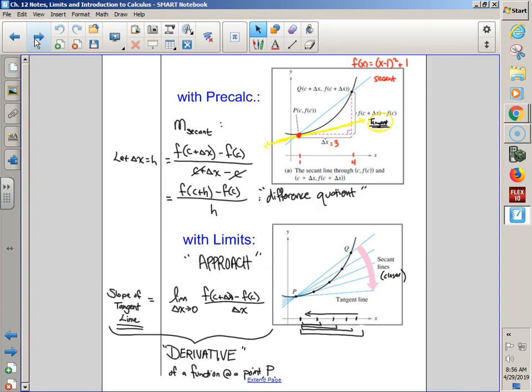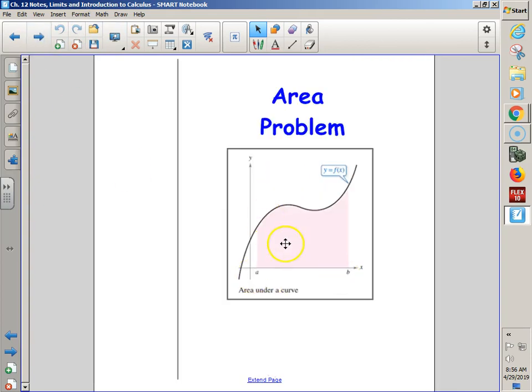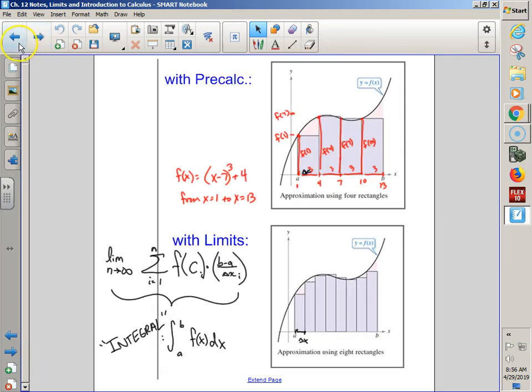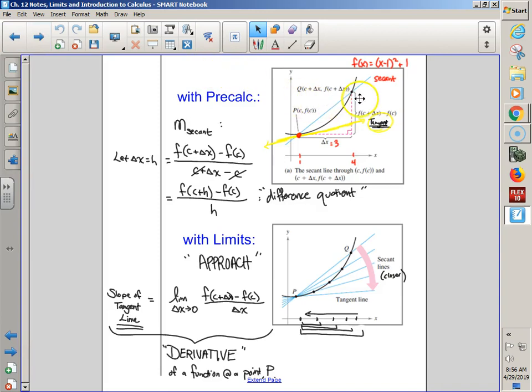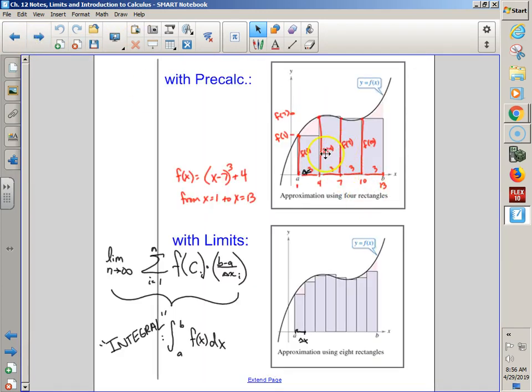Approach, of course. And then the area problem. How do you get an area of something with a curved boundary that's not a geometric shape? By approaching, of course. For the tangent line, having secant lines approach the tangent line, and then for the area problem, have the number of rectangles approach infinity, or we could say the bases of the rectangles approach 0.